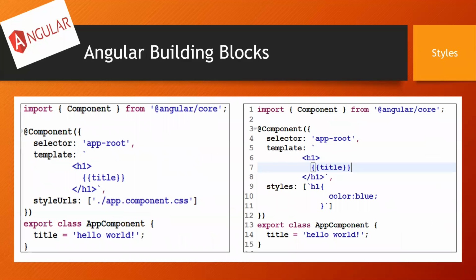Next is styles. If you want to use some CSS, it also has two types, inline and external. In the first example, you can see under styleUrls we are giving a path. It's using app.component.css, which is the external CSS file. In the second example, we are using inline CSS. To the heading tag, we are giving the color blue. So it's an example of inline styling in Angular.